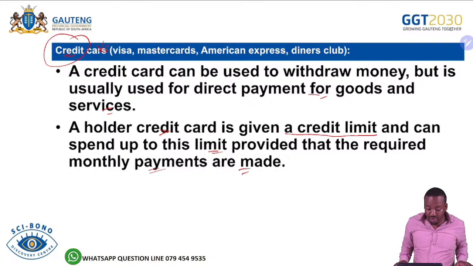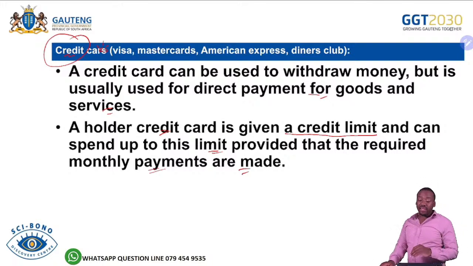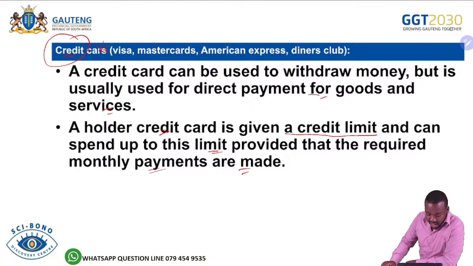A holder for the credit card is given a credit limit and can spend up to this limit provided that the required monthly payments are made. So this can also be a trap for trouble or problems. But sometimes on your debit card, you might not have enough funds, then you can use your credit card.